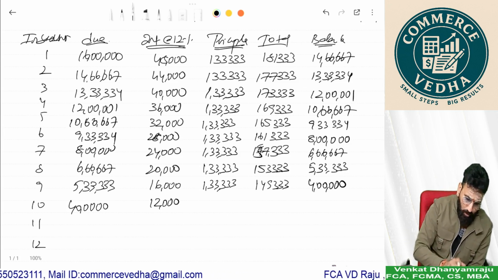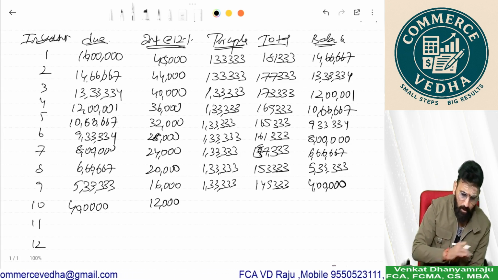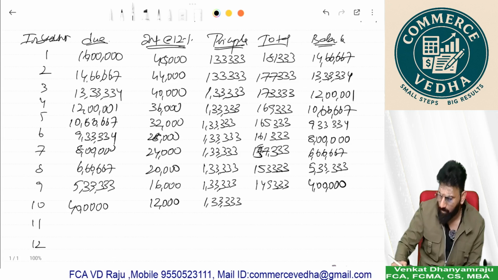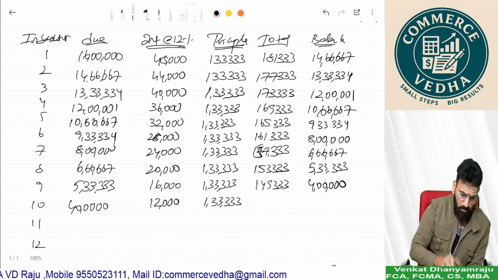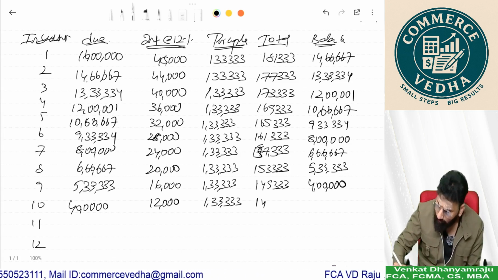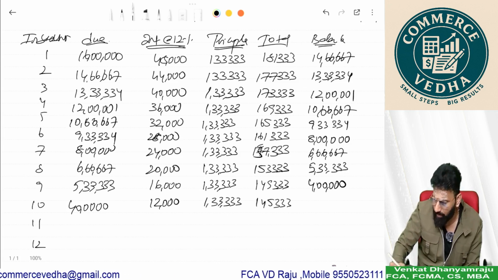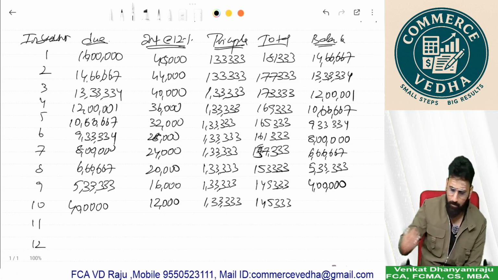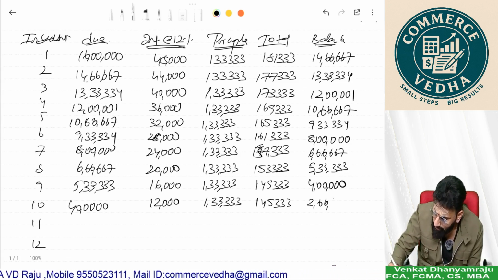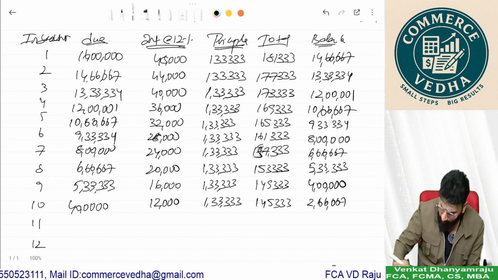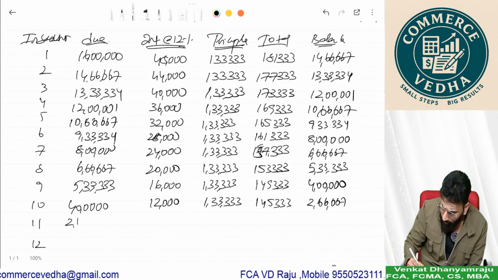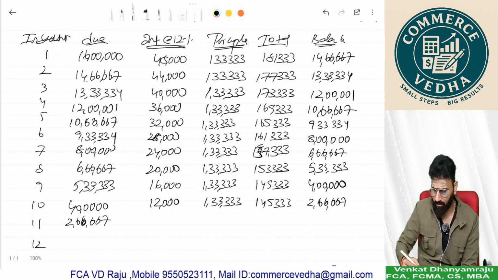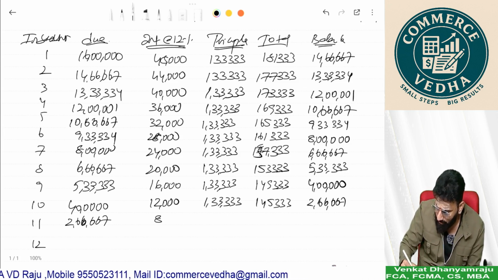4 lakhs into 12% into 3 by 12, 12,000. Principal remains the same, so it will be 145,333, and from 4 lakhs you remove the principal, it will be 266,667. That is the opening of 11th installment, 266,667. On that you compute interest, it will be 8,000.